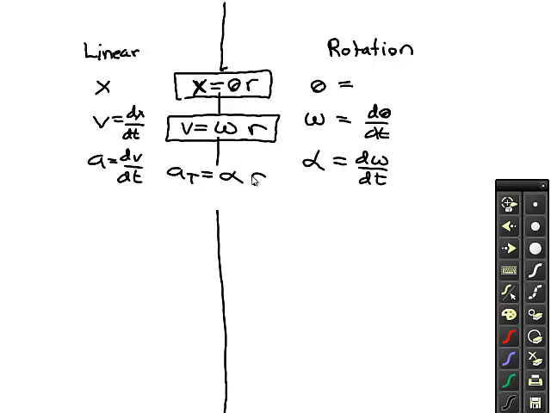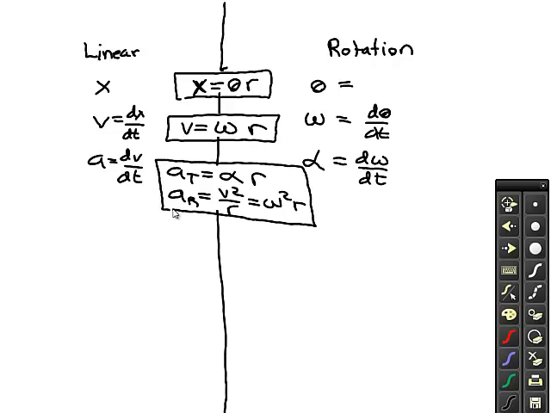And again, we say a sub t, what's that? That's just the tangential part. The radial part is v squared over r, or omega squared times r. So that bridge is a little bit shaky, but we can handle that. Okay, so in a nutshell, that's everything we've done, including some of the stuff we did back on Friday.